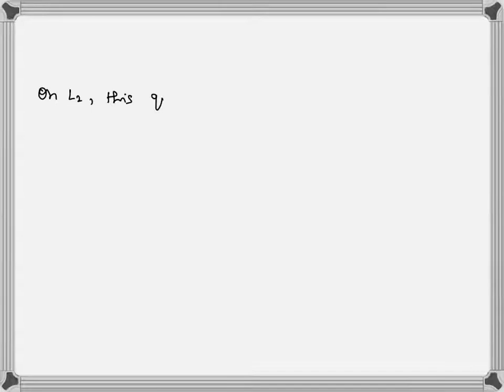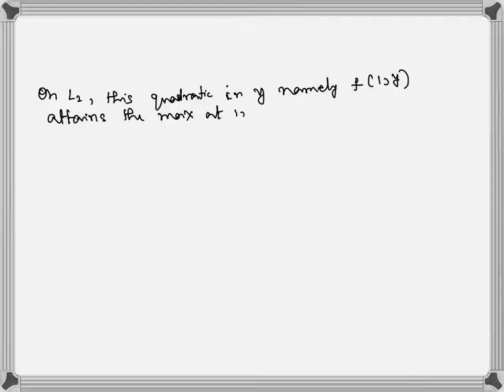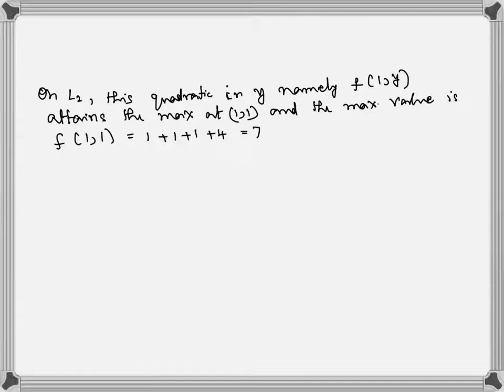On L2, this quadratic in y, namely f(1, y), attains the maximum at (1, 1), and the maximum value is f(1, 1). If you plug this into the original function f(x, y), you get that value to be equal to 7. So keep track of these values as we go.